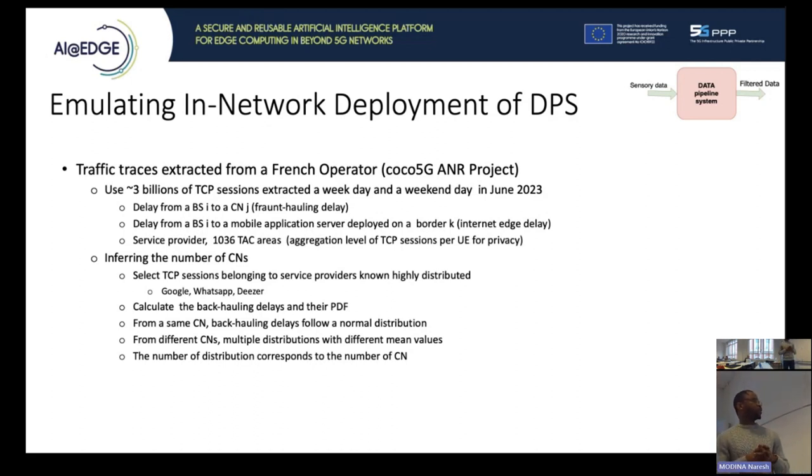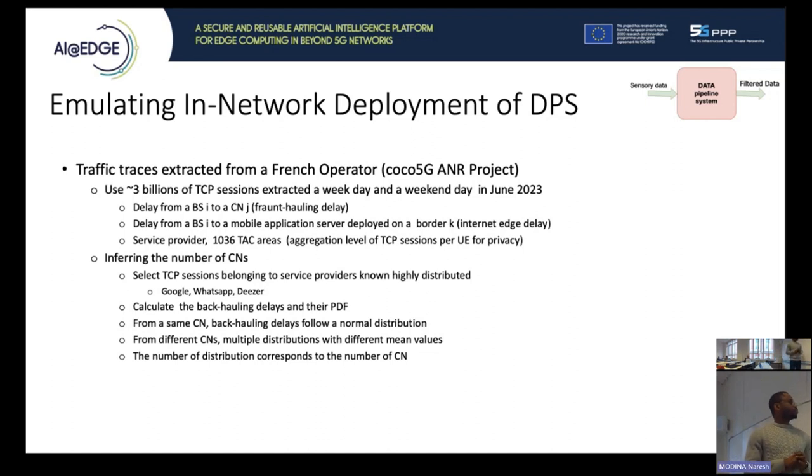The traces that we are interested in are, we consider the delay from the base station to a core network that was presented initially as the front hauling delay. We consider also the delay from a base station to a mobile application server deployed on a border, that was introduced previously as the internet delay. Then we also consider the service provider, and these traces of data are aggregated at 1,036 TAC level. The aggregation enables ensuring the privacy of TCP sessions of user equipment.